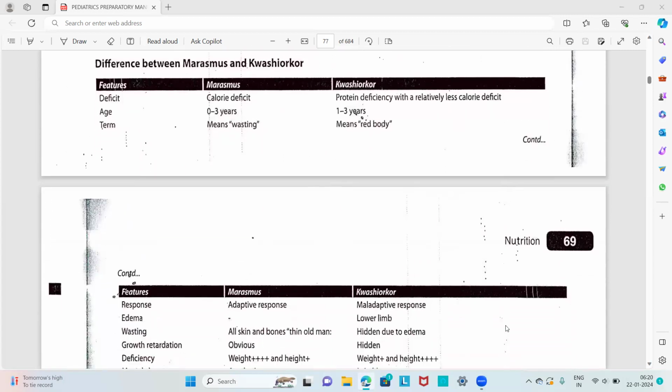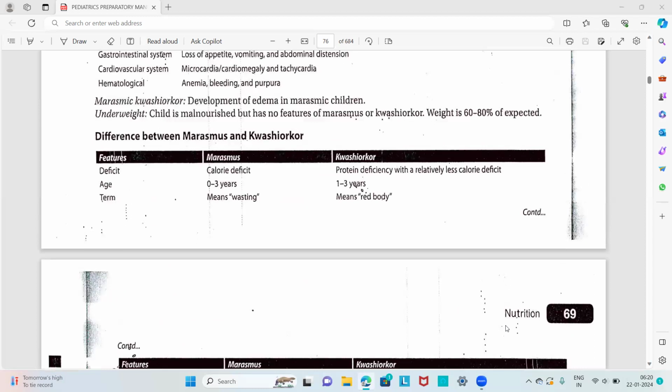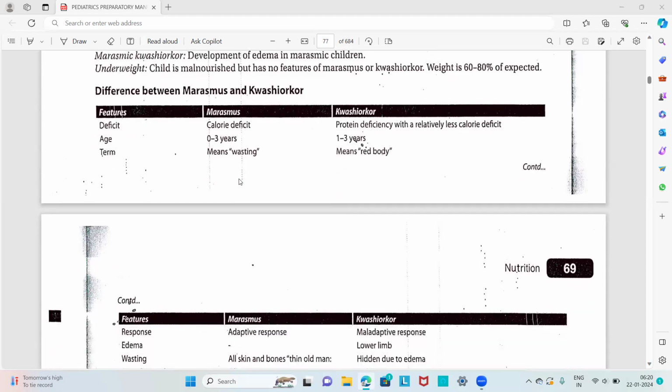Then this is a major and important topic, that is the difference between marasmus and kwashiorkor. That is a commonly asked university question. Marasmus is majorly a caloric deficit syndrome, but kwashiorkor is mainly due to protein deficiency with a relatively lesser caloric deficit.